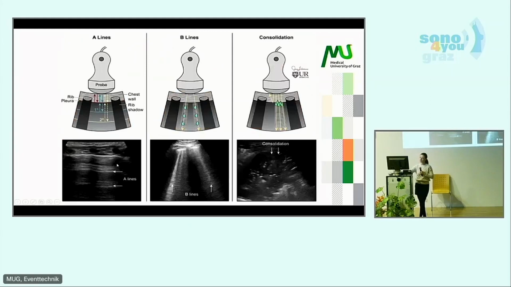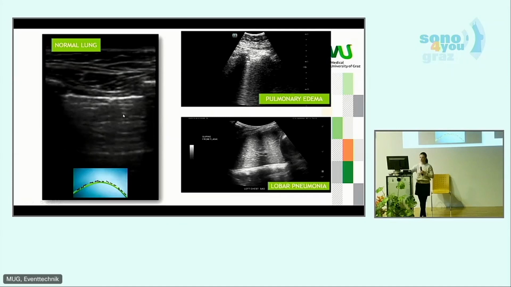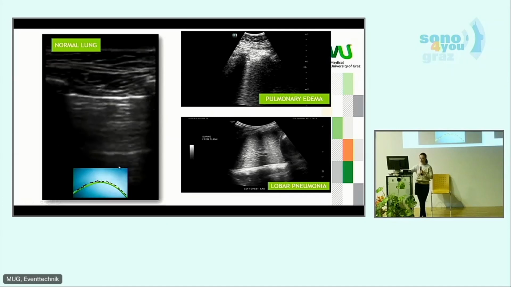So let's go to the physics. A lines look like this, I will talk about it more. B lines look like laser-like strikes, and consolidation is like every consolidation. So this is the normal lung, as you remember from yesterday.